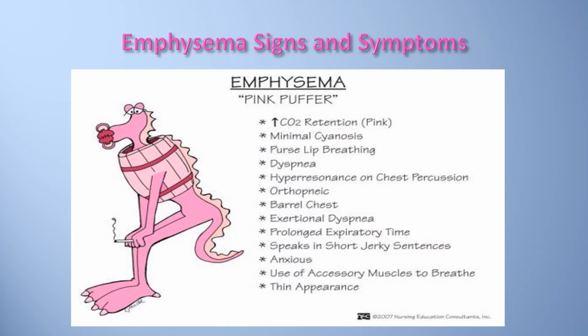With emphysema, in the picture here, you can think of emphysema as the pink puffer. The retention of air leads to CO2 retention. They can get the barreled chest because the lungs are overinflated. Remember we talked about trapping the air. We want to encourage pursed lip breathing because it helps release the trapped air and prolongs exhalation. Remember how we do the pursed lip: you want to inhale through the nose and exhale through the lips pursed together.